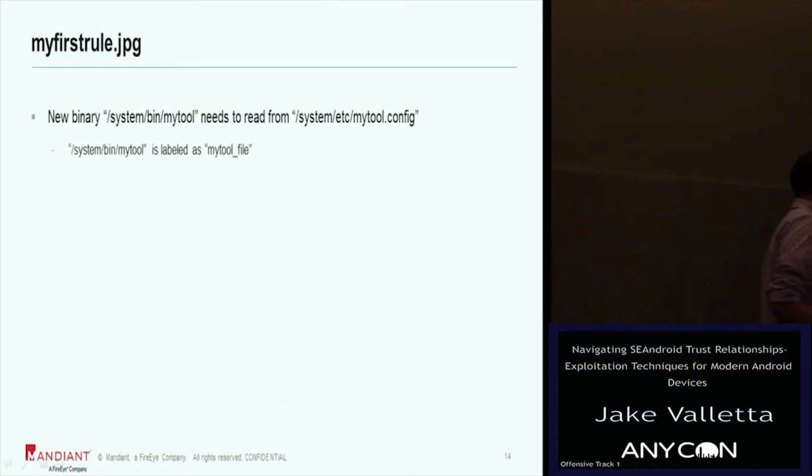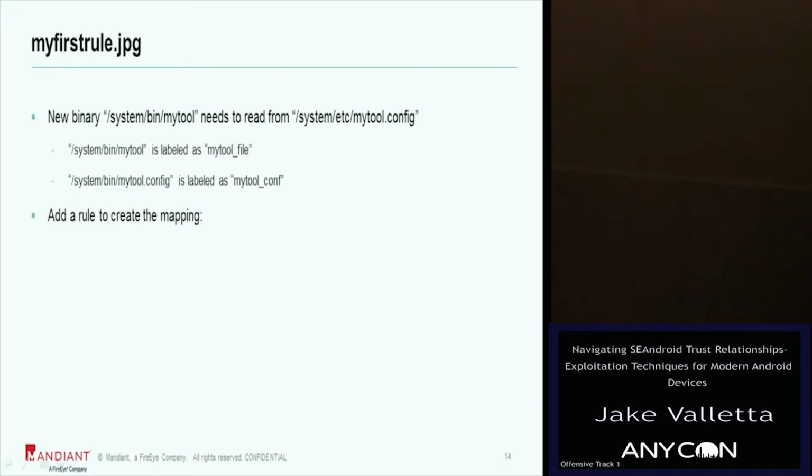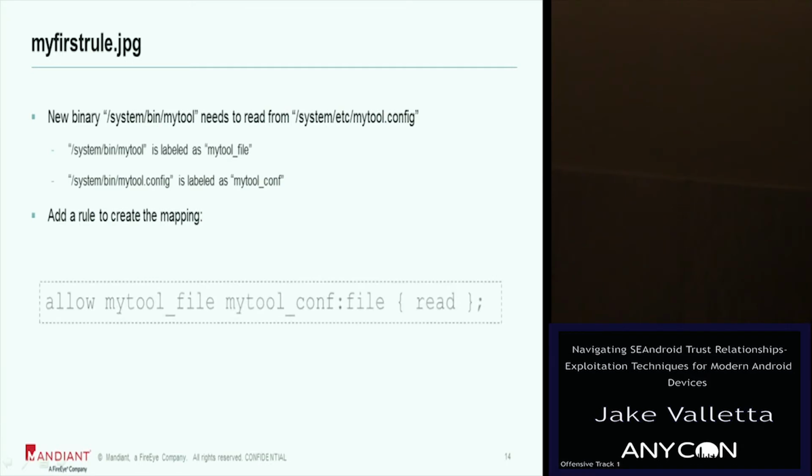So we're going to create an arbitrary label here called mytool_file. And we're going to label this right here. And then we're going to label also the mytool_config file as mytool_config. And then we're going to create a rule to add this mapping in these particular actions that we want it to have. It's very straightforward. Allow mytool file, mytool_config file, read.